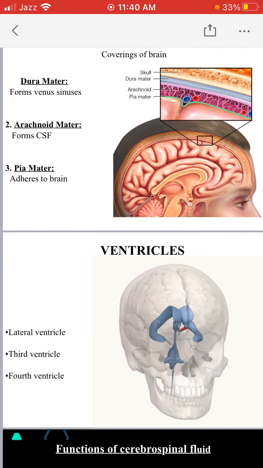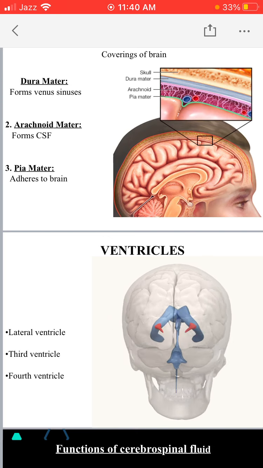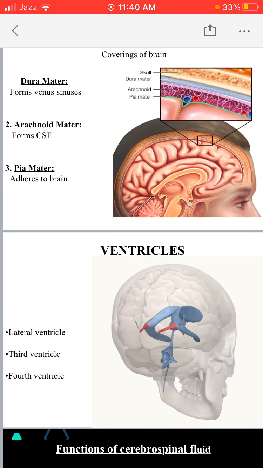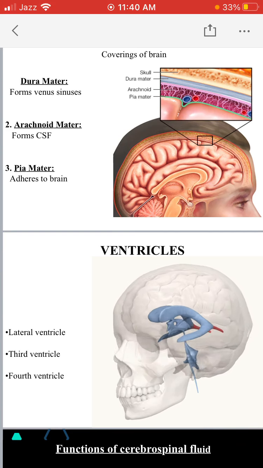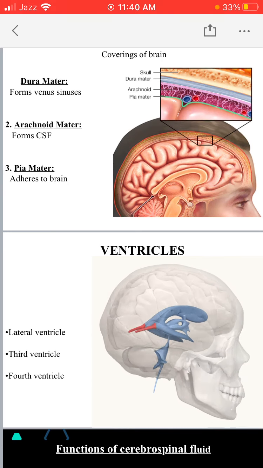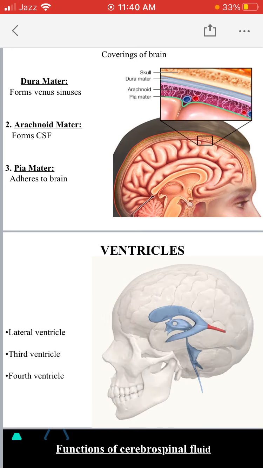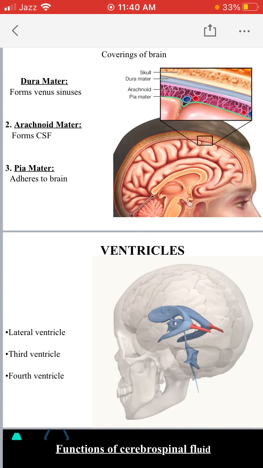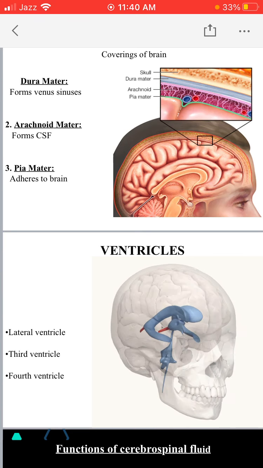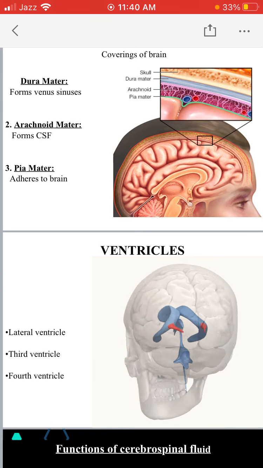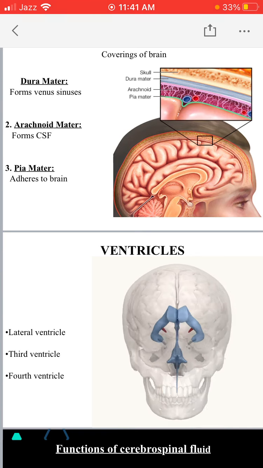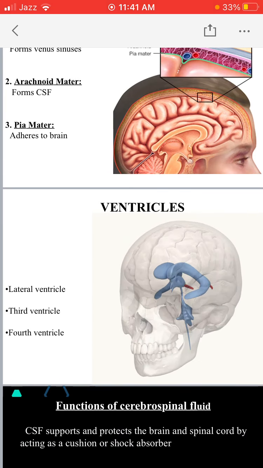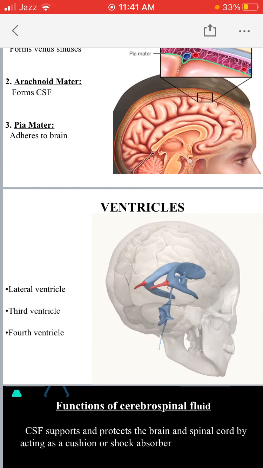Now the ventricles. We have 4 ventricles: 2 lateral ventricles, then we have the third ventricle and fourth ventricle. Ventricles contain cerebrospinal fluid. Cerebrospinal fluid is basically secreted into each ventricle of the brain by the choroid plexus. Choroid plexus are basically the vascular areas. These are the minute vessels which are responsible for secretion of the cerebrospinal fluid, which is present in the ventricles, and it is being produced continuously.